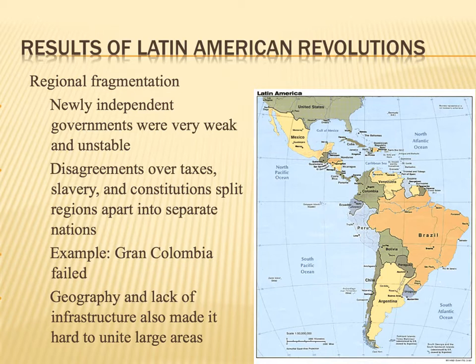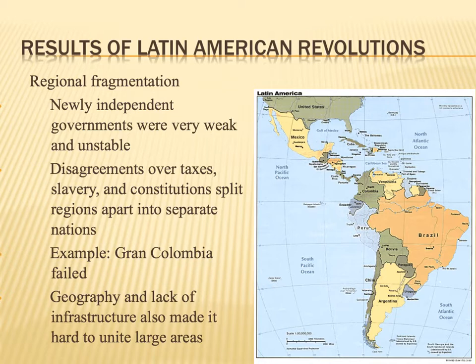The first one is regional fragmentation. These newly independent governments were relatively weak and unstable, and there were disagreements among different regions over things like how are we going to collect taxes? Are we going to have slavery in our new country or not? What is the Constitution going to be like? An example is Gran Colombia, where Simón Bolívar had wanted to form this Latin American nation, but because people in different places didn't agree on how they were going to be governed, it just fell apart.